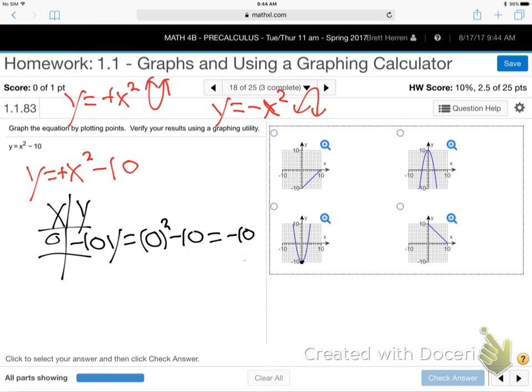Over 0 down 10. Now, what else? We'll plug in like 1, because that's the next easiest number I know. 1 squared minus 10. What's that, minus 9? So anyway, on you go. You could get some particular dots, as many as you need to be able to tell which one's the right graph. Does that make sense on that?